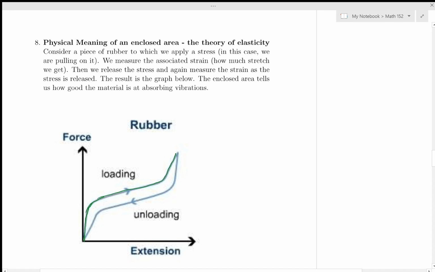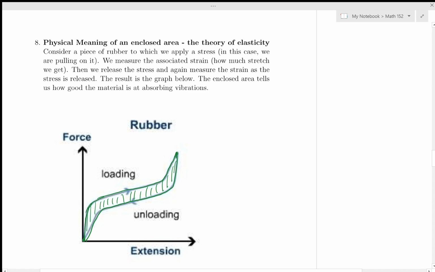And then I decide to stop pulling, and I let go of the handles and let the rubber shrink back to its original shape, and it won't come back on the same curve. This is a phenomenon known as hysteresis. So that's physically what happens. It comes back on a different curve and ends up back at the same start point, and there's a certain area enclosed between these two curves.